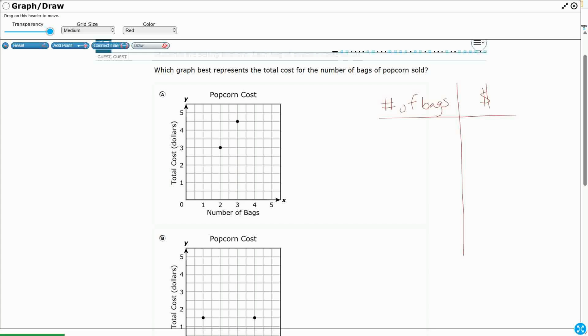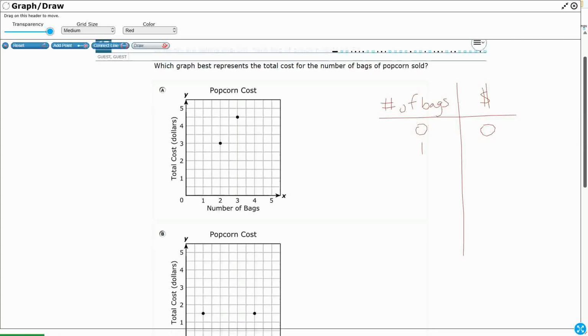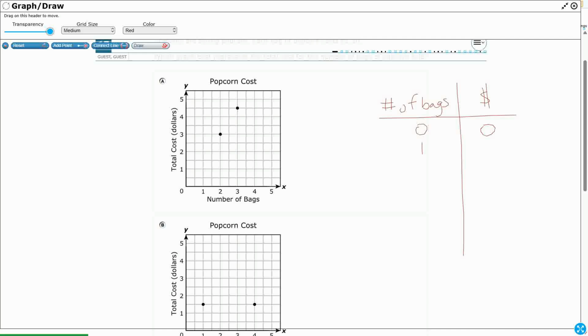All right, so what if I bought 0 bags? Well, I would expect to have 0 cost. 0 bags cost nothing. All right, that was easy. Let's move on. 1 bag costs, now remember, $1.50 each. So the rule is we're going to multiply by 1.5. So 1 times 1.5, because it's $1.50 each, that's just going to be 1.5.